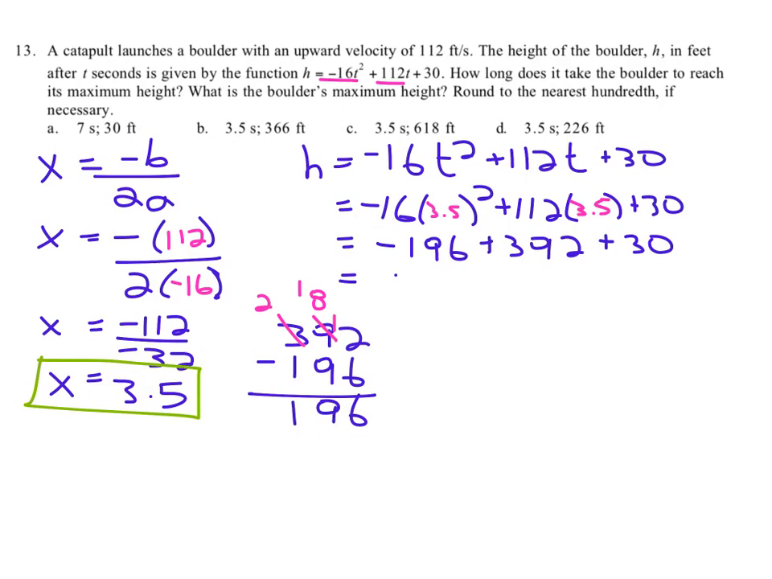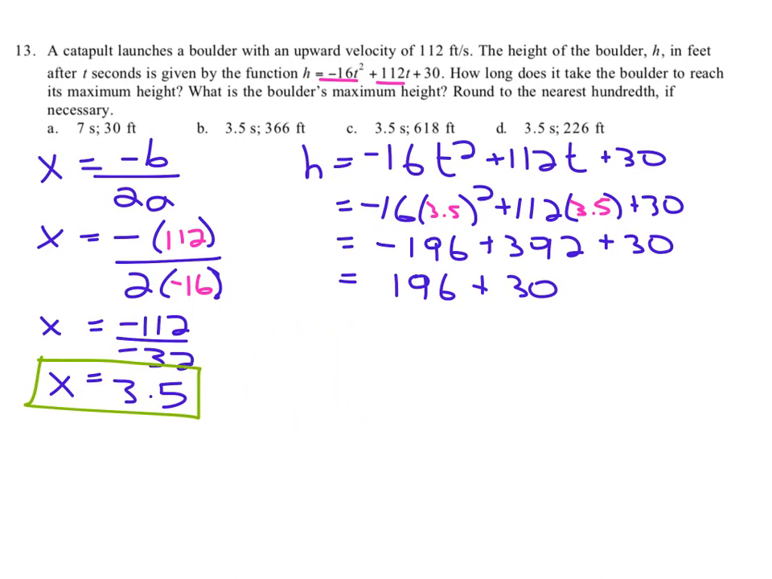So 196 plus 30, and then we get these calculations out of there. That is 196 plus 30 is 226, is the maximum height that it reaches after 3.5 seconds. Where do we see that answer? We see that answer in D. Okay. Yeah, that took a while.